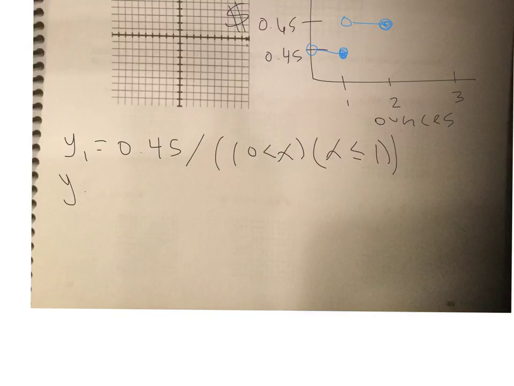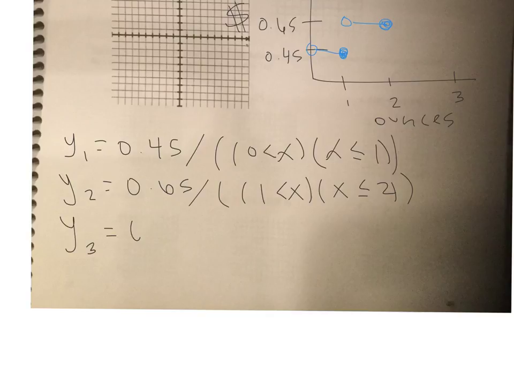In Y2, you would type 0.65 divided by parenthesis 1 less than x, parenthesis x less than or equal to 2, parenthesis. Y3 would equal 0.85 divided by parenthesis 2 less than x, parenthesis x less than or equal to 3, parenthesis.